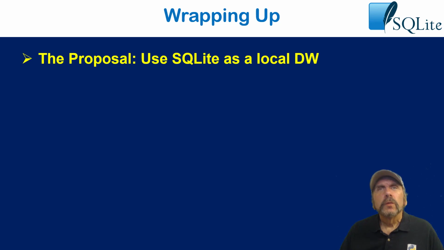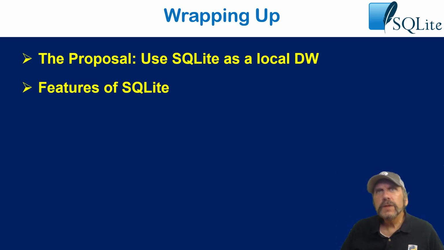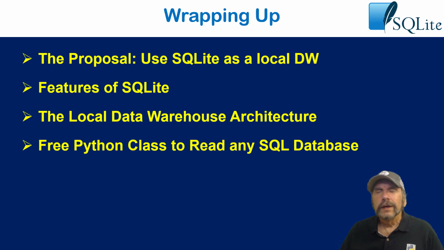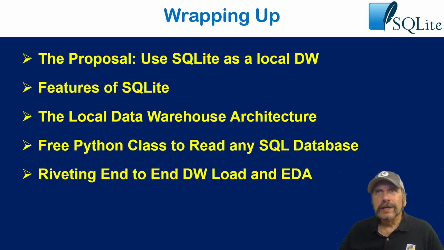Okay, so wrapping up, we talked about why you would want to use SQLite as a local data warehouse, and the advantages it has, as you saw, we did a lot of massaging and cleaning. We looked at the features of SQLite, and we saw it's a lot. It supports a lot of volume, it's performant, and it lets us do a lot of cool stuff. We looked at the local data warehouse architecture, and the idea there is we're pulling data from a lot of different sources and consolidating it into our local SQLite database. And I reviewed my free Python class that you can use to read any SQL database, and got a closer look at that. Finally, I did a riveting end-to-end data warehouse load and EDA, so I hope you found that useful, and hopefully you want to replicate that in your own work.